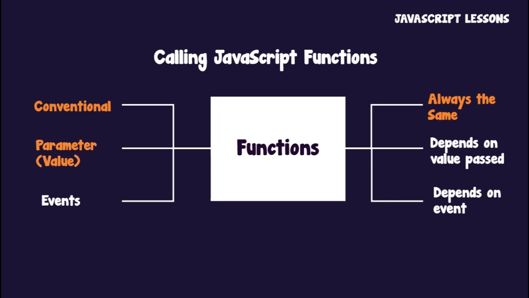When you have a parameter or a value passed in, depending on what the value or parameter is, it's going to change your output. So your output will be reliant on the parameter that has been passed into it. And thirdly, when you're working with events, the output of your JavaScript function is going to depend solely and most likely entirely on the events that it is being called on.